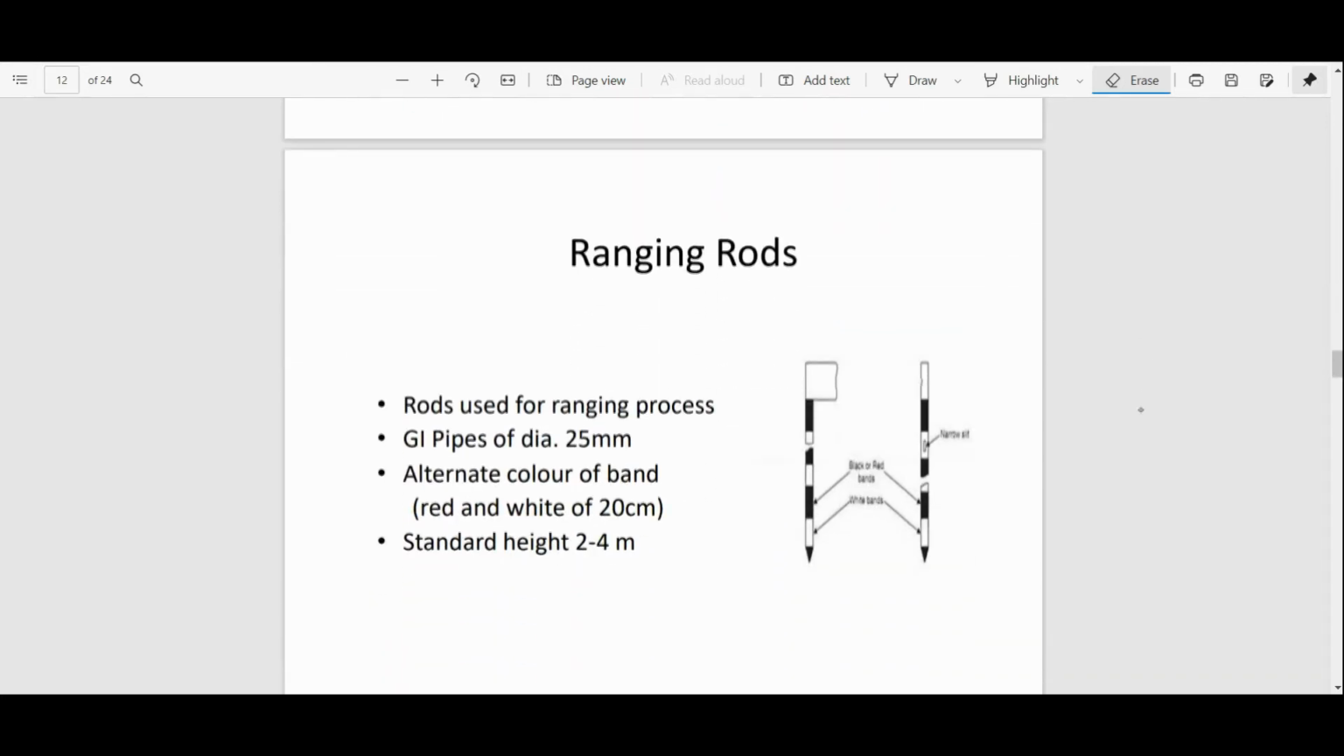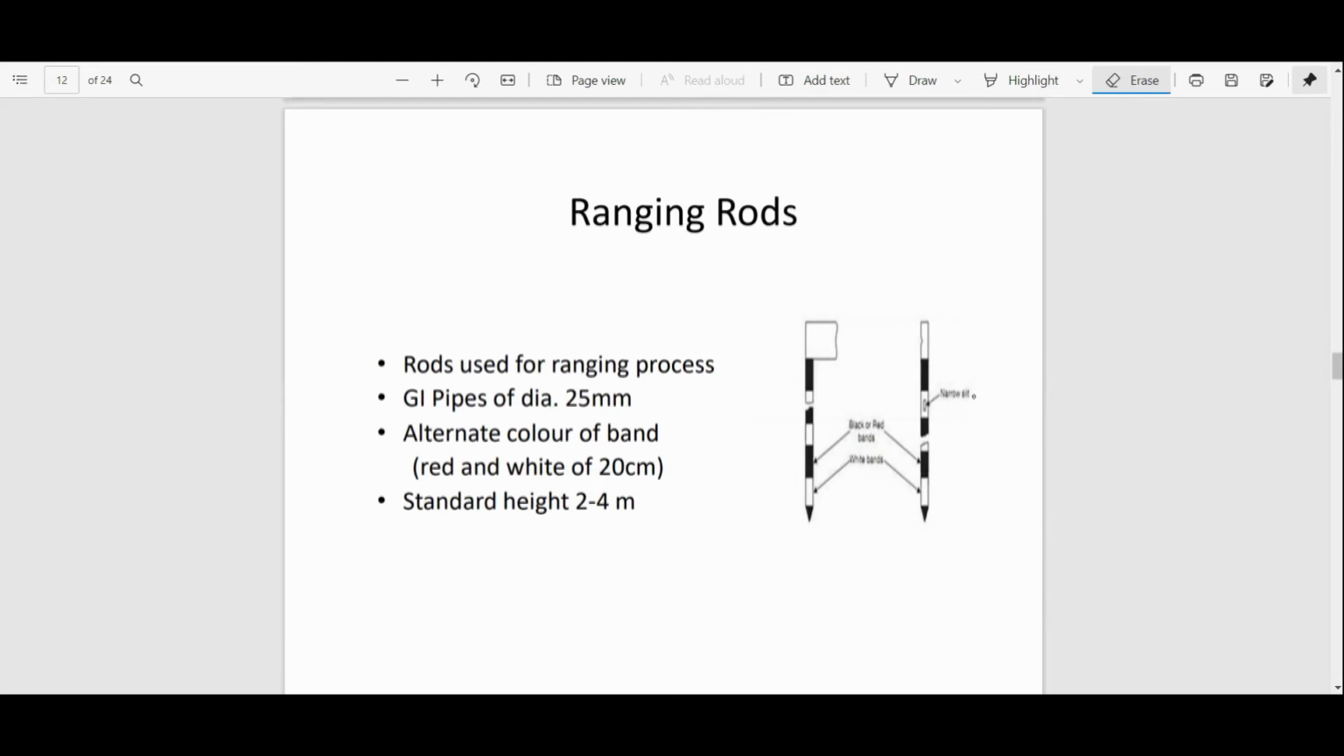Okay, moving next, ranging rod. So I already discussed that this vertical bar with a flag is known as a ranging rod, and it has alternate colors of white and red bands. This is the white band, and this is the red band, white, red. And what is the standard height of these ranging rods? It is between 2 to 4 meter. So you should remember this height because it is asked in objective questions too. And the red and white band is of how much? It is of 20 centimeter.